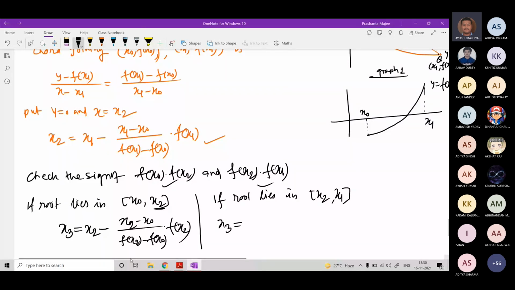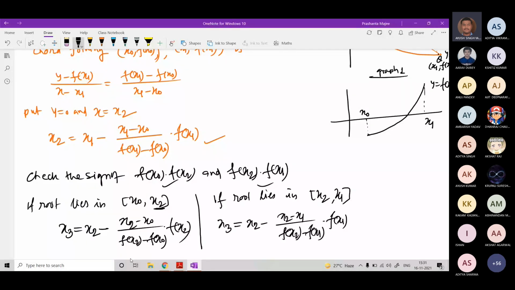If the root lies between x0 to x2, use that formula, and if the root lies between x0 to x1, then the formula is x2 minus x1 into f of x2 minus f of x1 into f of x1. One of them will be used depending on the situation. Is it clear to you?